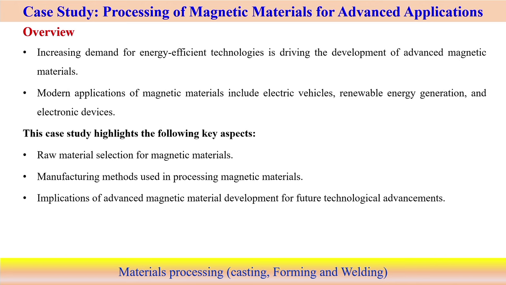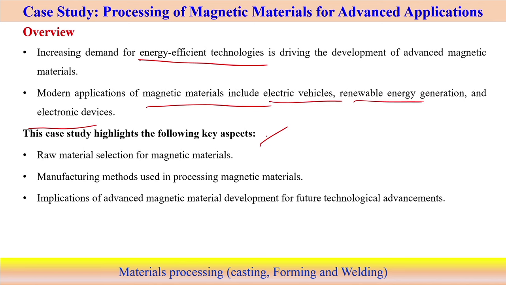In the overview, we see there is an increasing demand for energy efficient technologies, which we see every time with the miniaturization or advancement of components. In those cases, we always try to produce some kind of energy efficient device. That drives the need for the development of advanced magnetic materials. This kind of advanced magnetic material can be applicable for electric vehicles, renewable energy generation, and even electronic devices. We can find lots of applications of advanced magnetic materials where energy efficient technology is the most important. This can be addressed by looking into the following particular points.